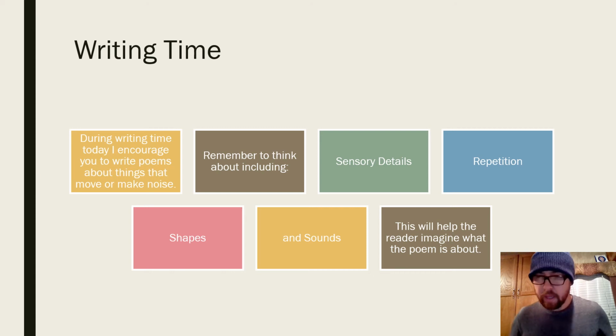Onomatopoeia is a great way to include sound in your poetry. Doing this will help the reader imagine what the poem is about. So give the reader a chance. Include all this great stuff.